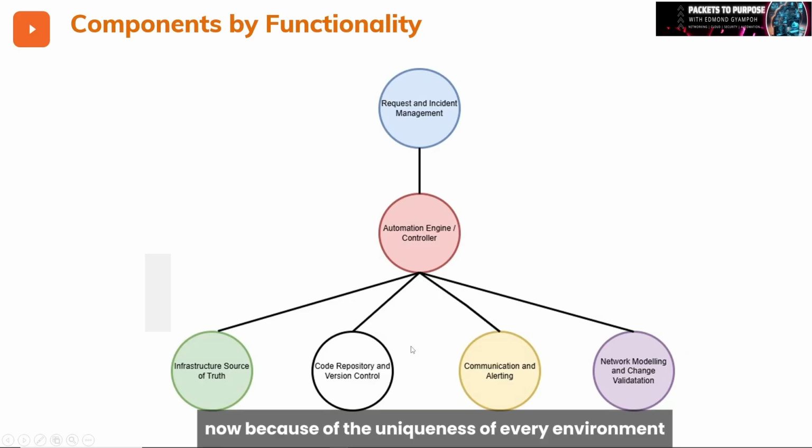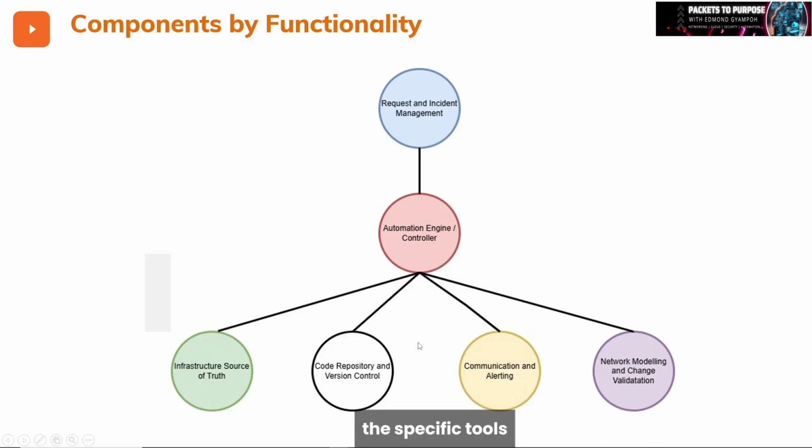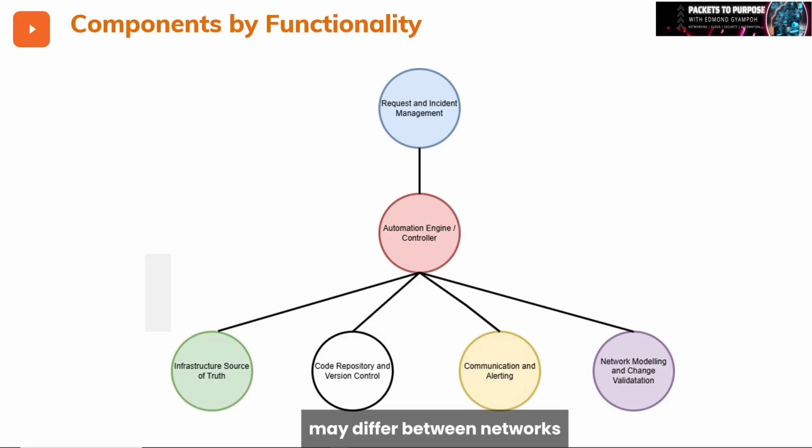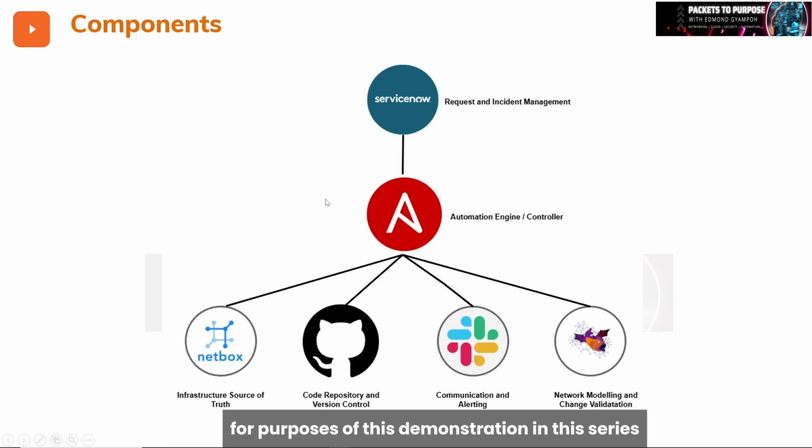Now, because of the uniqueness of every environment, the specific tools or how you implement the various functional components may differ between networks, which is fine. The most important thing here is that the functionality is being delivered. For purposes of this demonstration in this series, we need to pick a tool to deliver the various functionality.